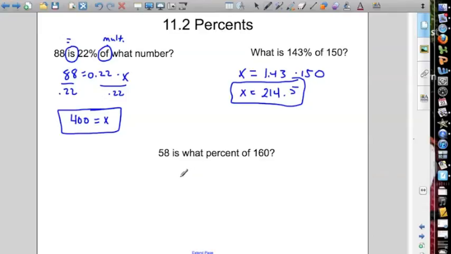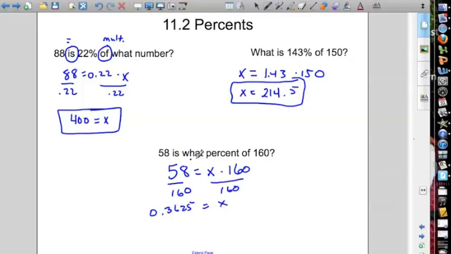Now, the last one here, 58 is what percent of 160? So it's 58 is, that's equals, what percent, that's x, of, multiply, 160. Well, how do I get rid of multiply? Again, I'm going to divide. To get rid of this multiply by 160, I'm going to divide by 160. Now when I do that, I have to take 58 divided by 160. What I'll see on the calculator is 0.3625. But realize you took a number in decimal notation, divided it by a number in decimal notation, and so you're getting an answer in decimal notation.